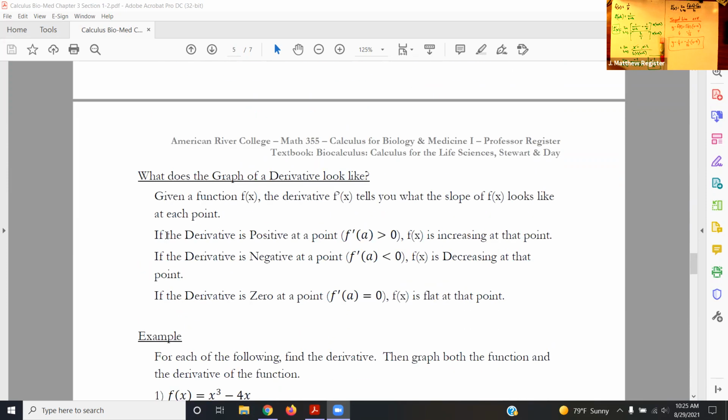Here's some more questions to think about. What does the graph of a derivative look like? Given a function f of x, the derivative is going to tell you what the slope of the function looks like at each point. For instance, if the derivative is positive at a point, that means that f prime of a is greater than 0. That tells you that your starting function is increasing at that point. If the derivative is negative, that tells you the function is decreasing at that point. And if the derivative is 0, that tells you that it is flat at that point.